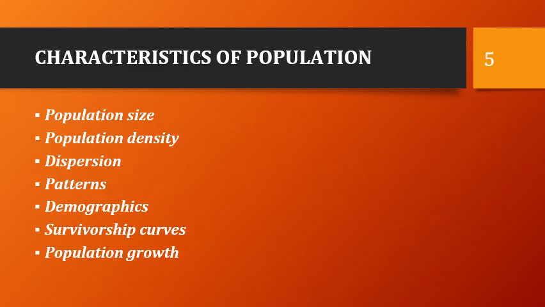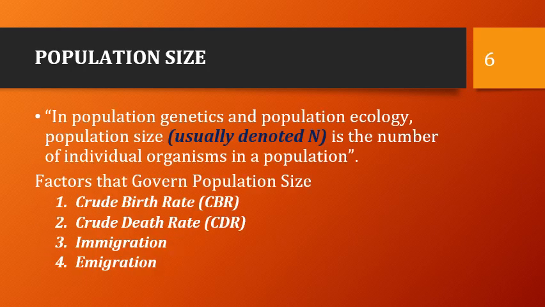At this point, there are different characteristics of the population ecology. So these are population size, population density, dispersion, the patterns of population. Of course, we should also include the demographic, the survivorship curves, and of course, the population growth. Let's talk about the population size. So, population size, in population genetics and population ecology, the population size, usually denoted N, is the number of the individual organisms in a population.